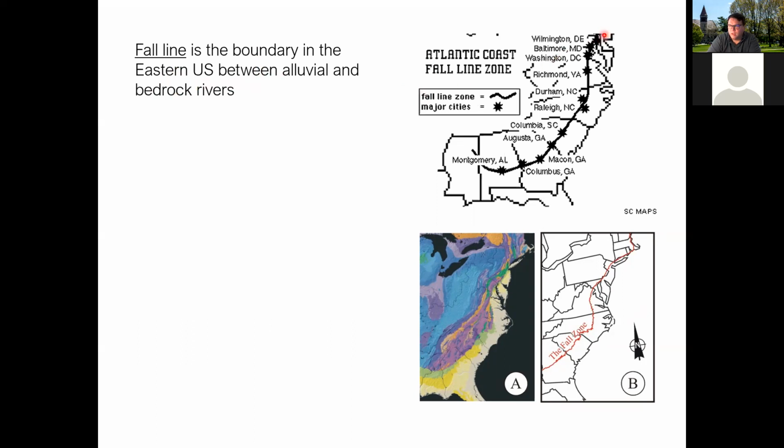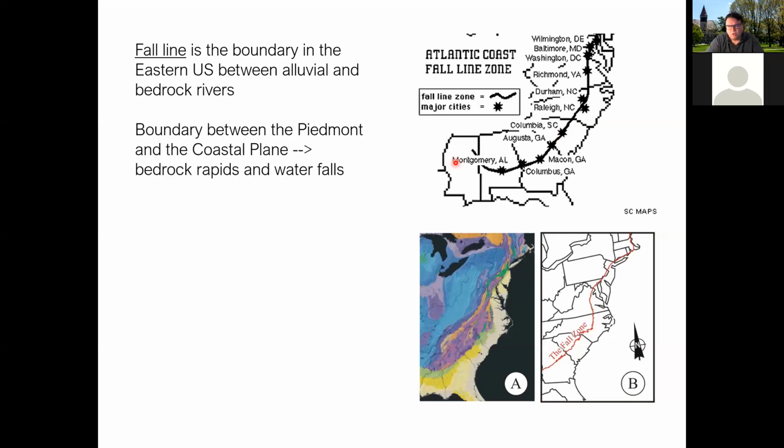So if you look here, map of the eastern seaboard, you go from Wilmington, Delaware, right through Washington, D.C., Richmond, Durham, Raleigh, right down through Columbia, South Carolina, Columbus, Georgia. And these are cities that fall almost exactly along the fall line. And that's not by accident. Historically, this is the boundary between two different, what are called geographic provinces, the Piedmont and the coastal plain.